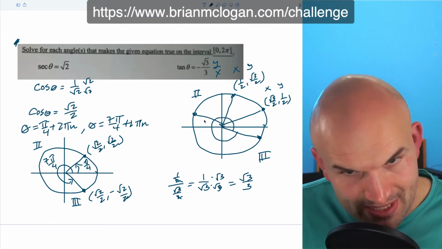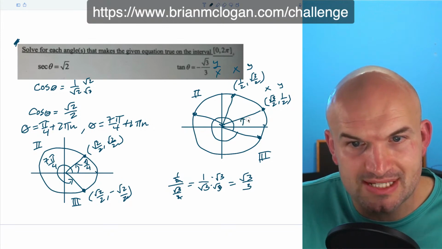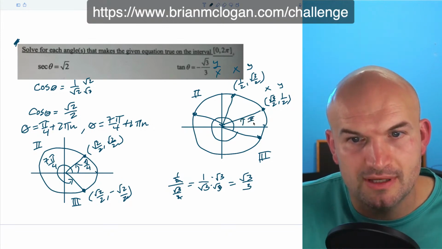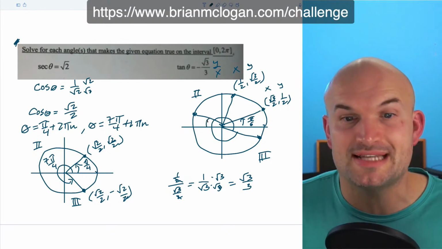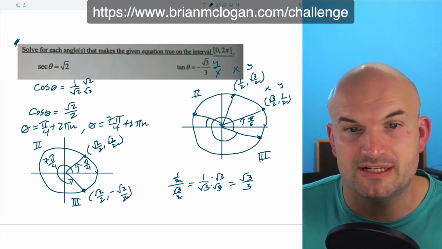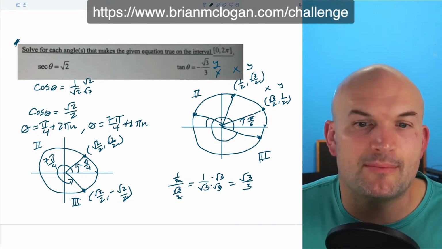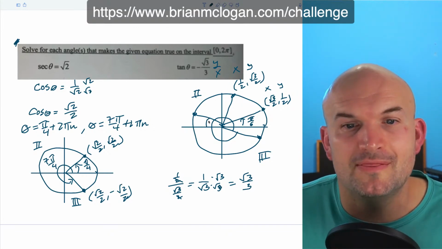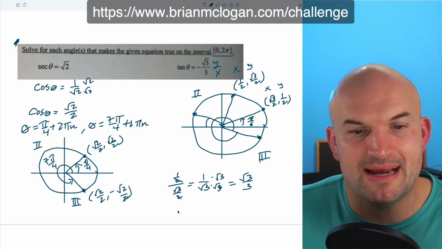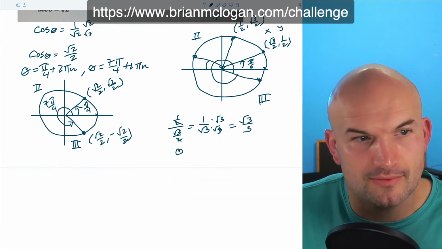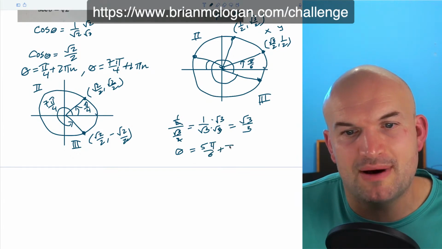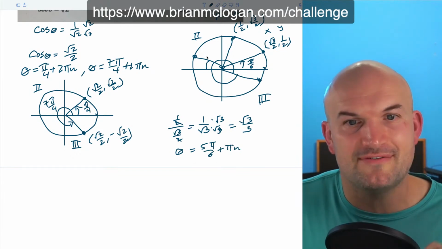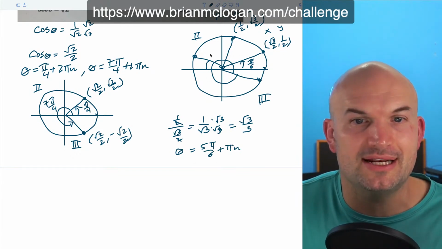So now I just need to figure out, well, what is this angle? This angle is pi over 6. This angle, then, has the same reference angle of pi over 6. So it's pi over 6 away from pi. So if I broke this up into 6 equal parts, this would be 5 pi over 6. So my answer here is theta equals 5 pi over 6 plus pi n. And again, if I add pi, it takes me to here. If I add pi again, it takes me there.